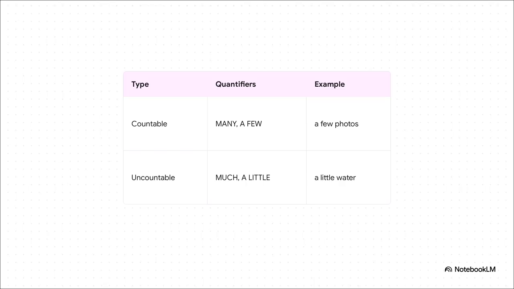On the other side, we have uncountable nouns. These are big concepts or substances, like time, money, or water. You can't say one water, two waters, right? So for these, you absolutely must use much and a little. You take a few lessons, but you drink a little water.